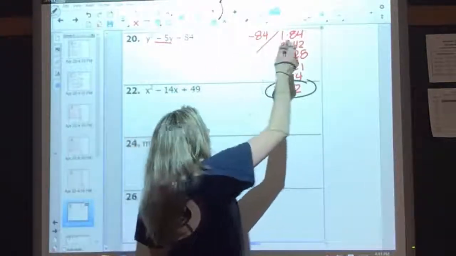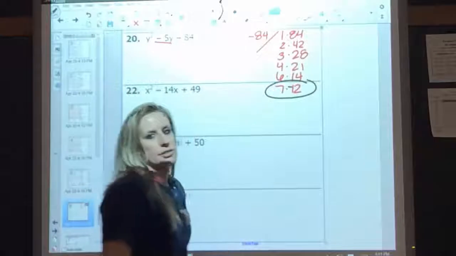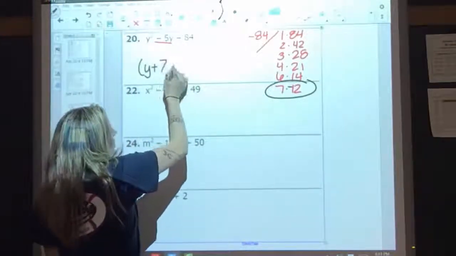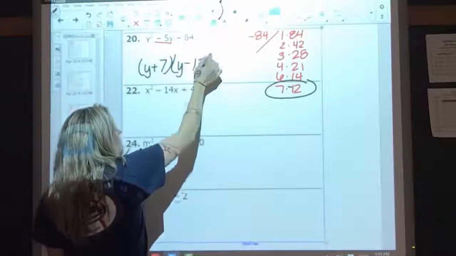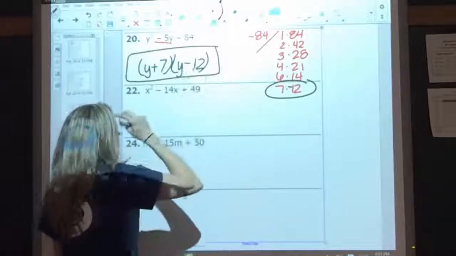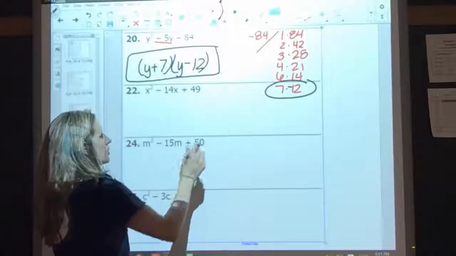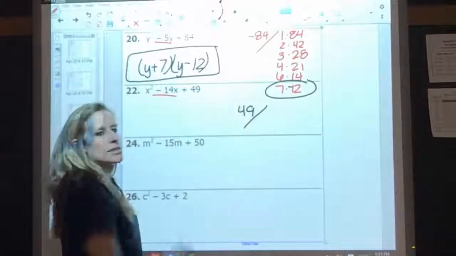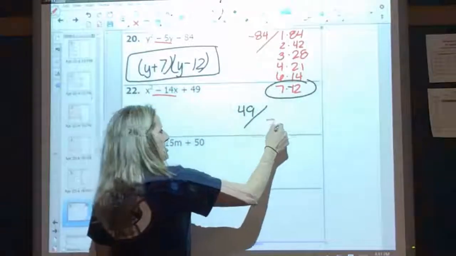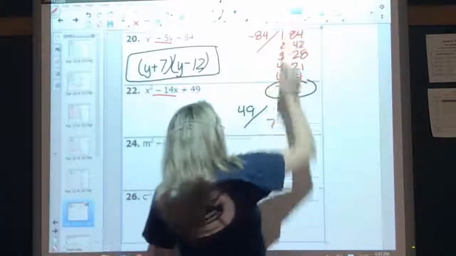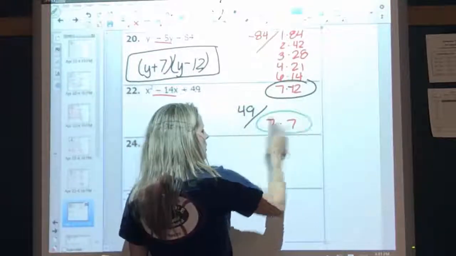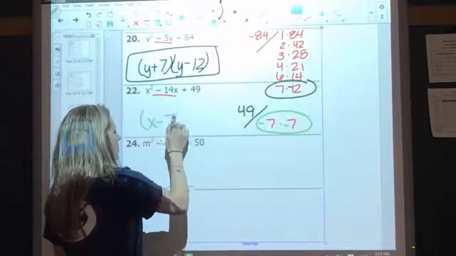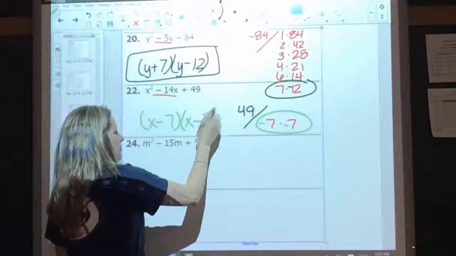And to get a negative 5, your bigger number would have to be negative. So y plus 7 and y minus 12 is what you should have gotten. Okay, the next one, you should have found factors of 49. And the two that'll add or subtract to give you a negative 14 would be 7 and 7. So to get a negative 14, both of these would have to be negative. So x minus 7 and x minus 7.